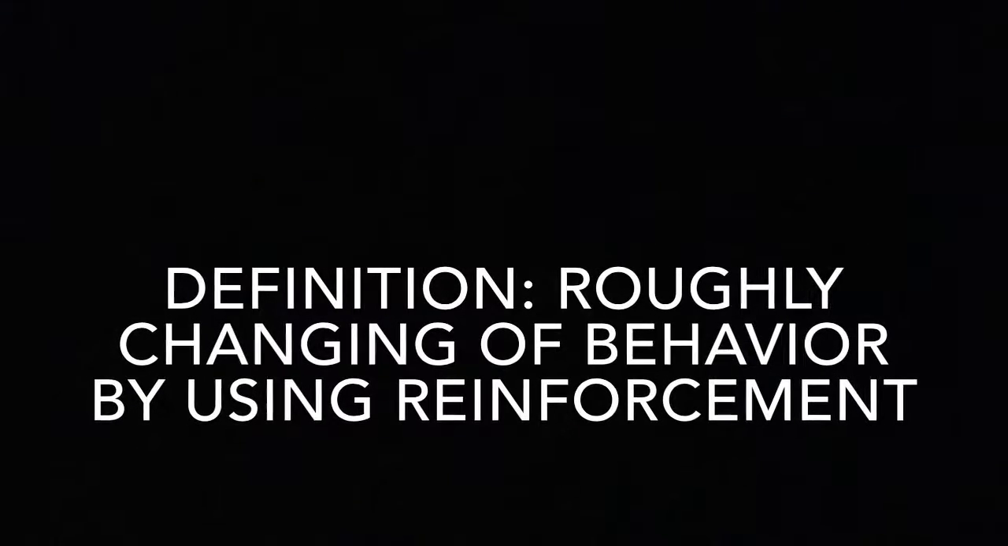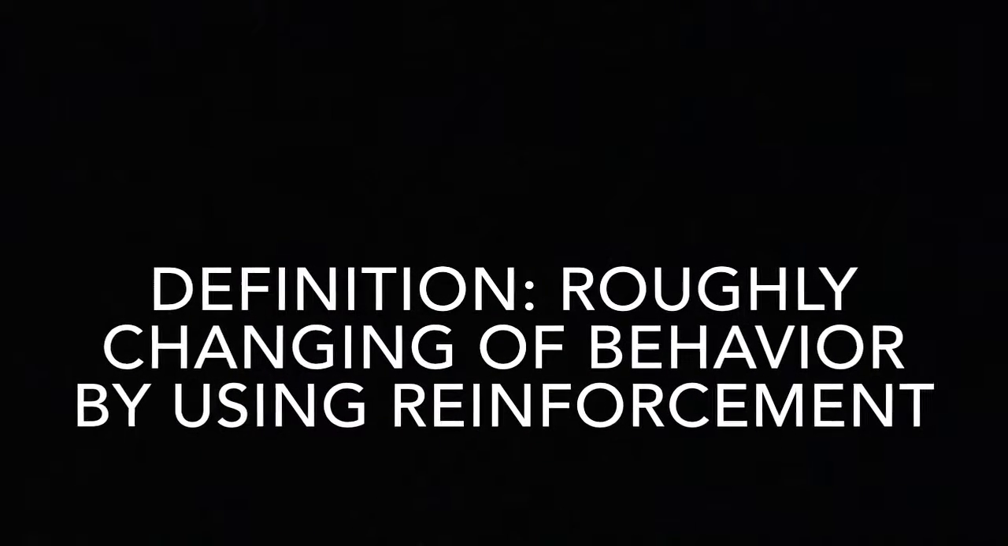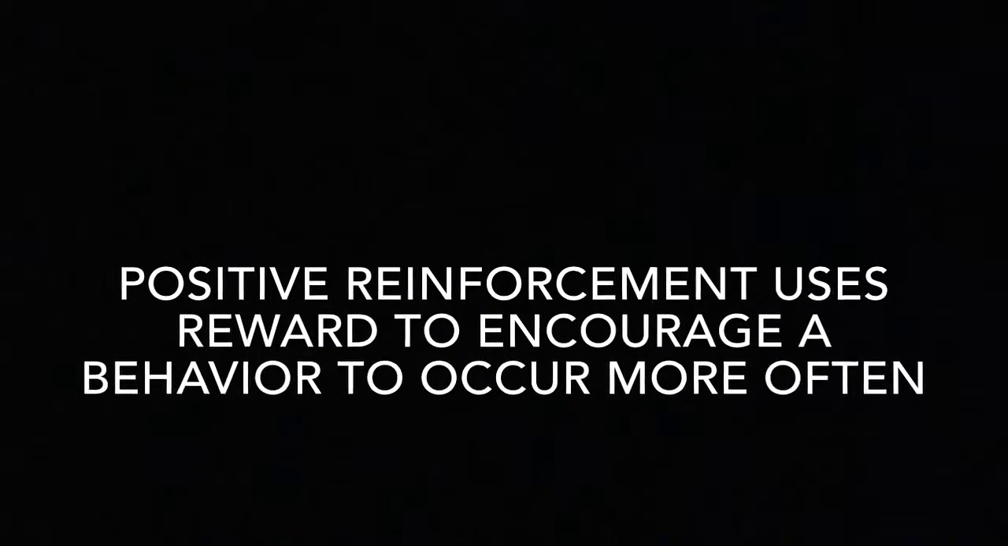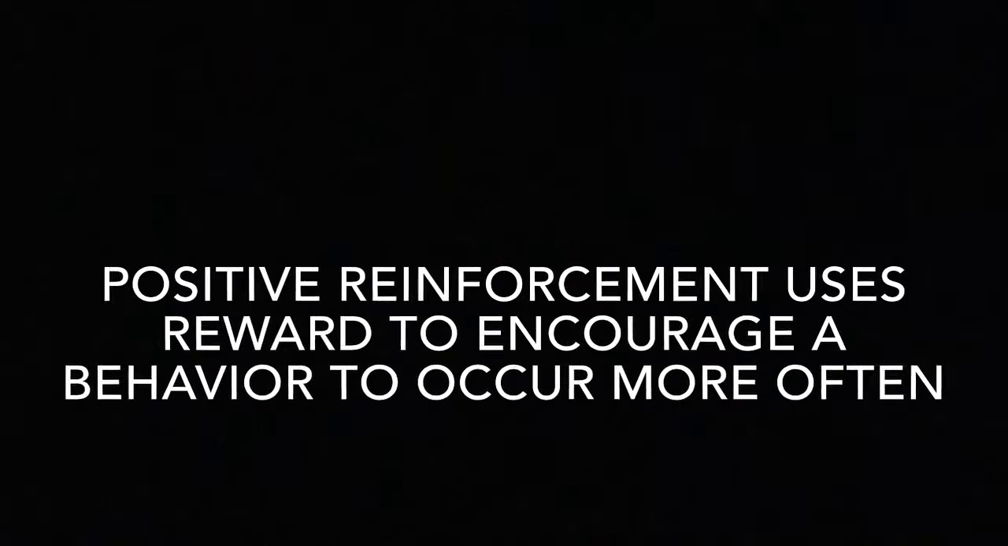The second type of associative learning is operant conditioning. Operant conditioning is roughly the changing of behavior by the use of reinforcement, which is given after the desired response. Examples of this are punishment, negative reinforcement, and positive reinforcement. We'll be looking at positive reinforcement, which uses reward to encourage behavior to occur more often. Our example of this is that Nala knows that if she pushes the ball into the bowl, she will receive a reward, and this behavior will occur more often.